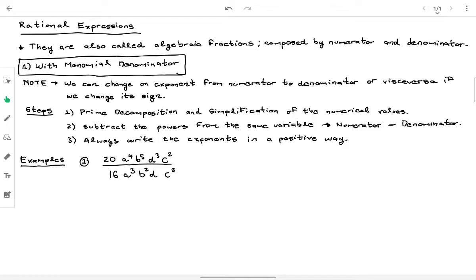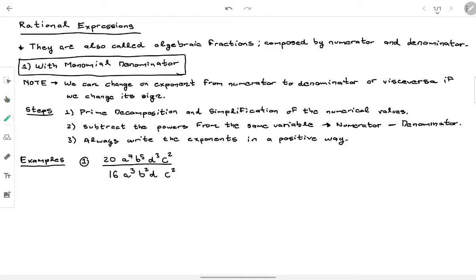So how to do the simplification today? It's going to be very simple. First, we need to do the prime decomposition and simplification of the numerical values. We need also to subtract the powers from the same variable. That means if we have the same letter, we will make a little subtraction, and it will always be numerator minus denominator. But sometimes we will have an answer that is going to be a negative power. The final answer cannot be written with negative power. So the final answer, we always write it with exponents in a positive way. How to do it? If we follow this note, we can change an exponent from one side of the fraction to the other if we change its sign.